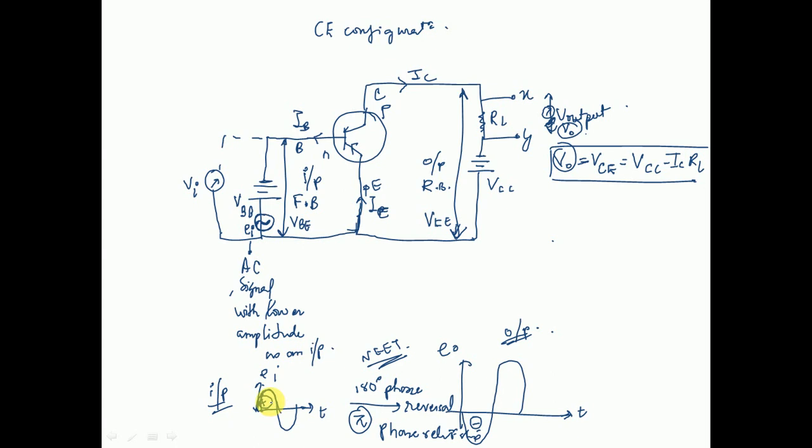As a result, the collector current that you have out here will also be increasing, but it will be increasing in the negative direction. Why will it be increasing in the negative direction? Because there is a potential drop across RL. Okay, this is what happens.